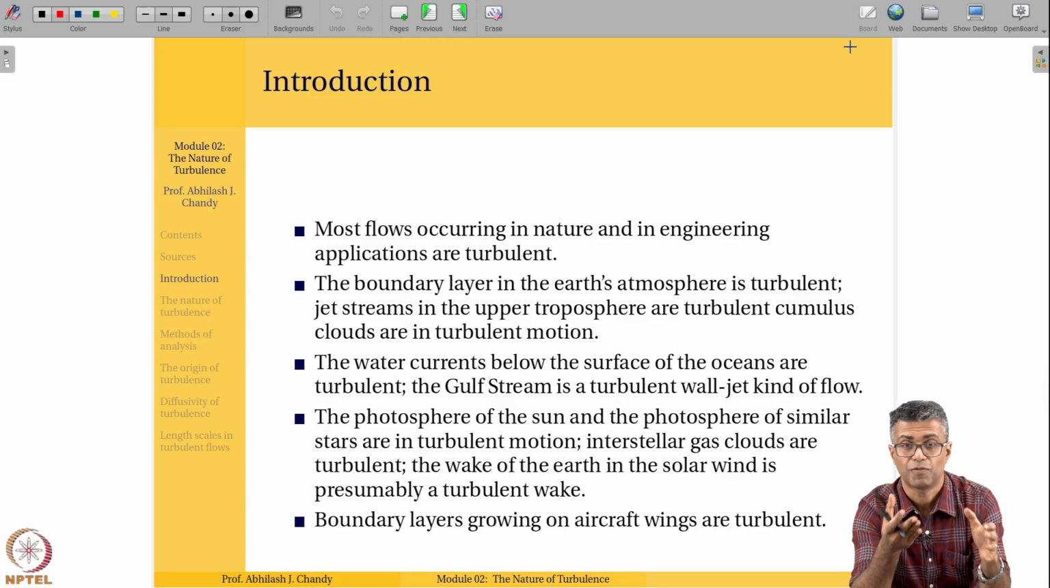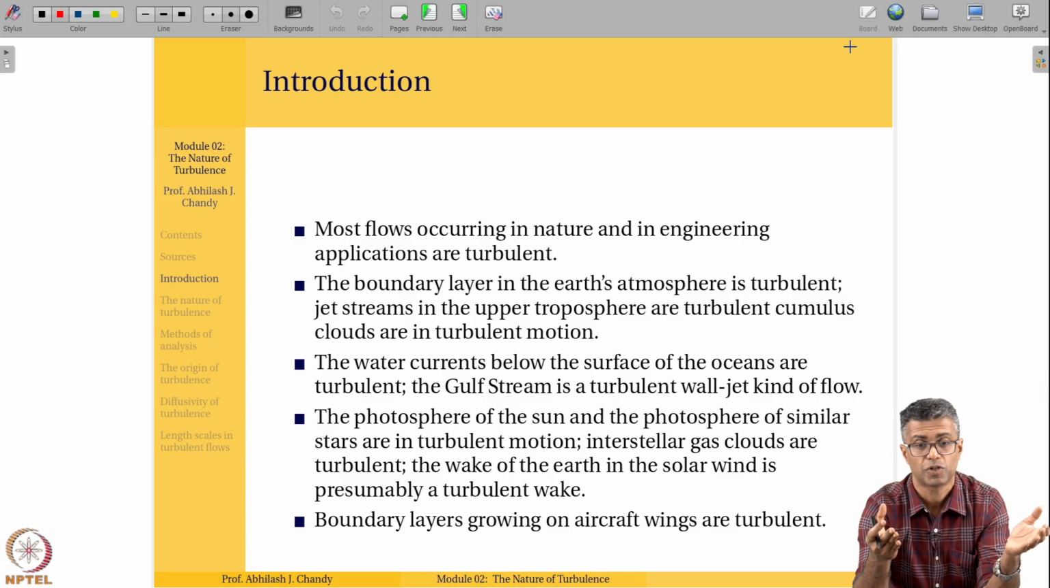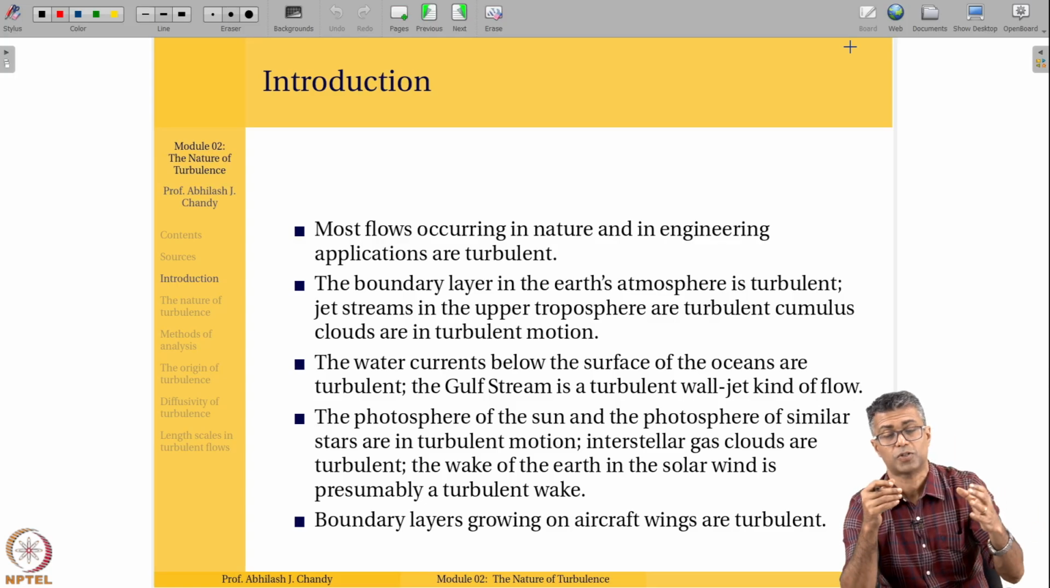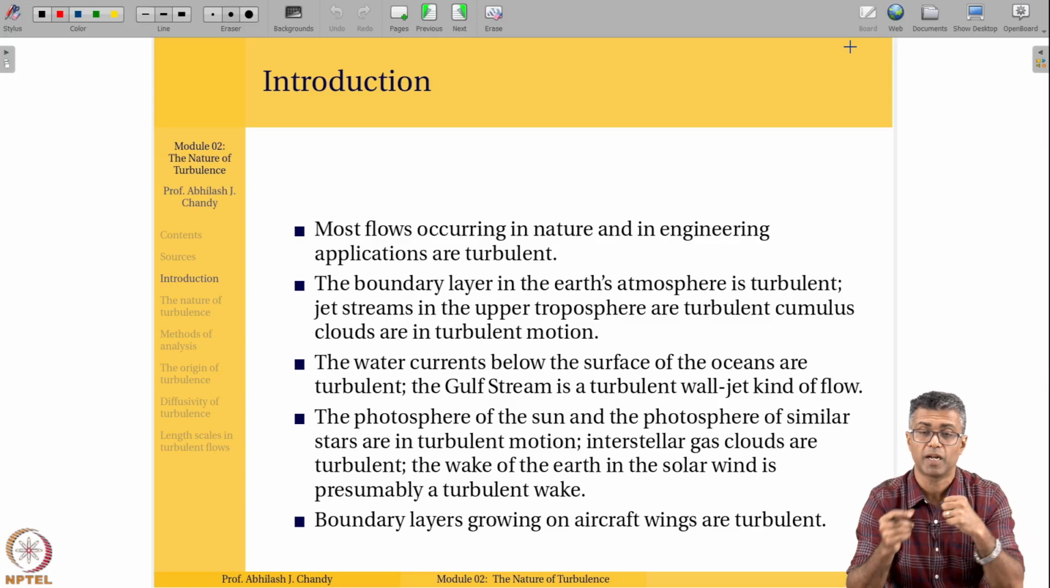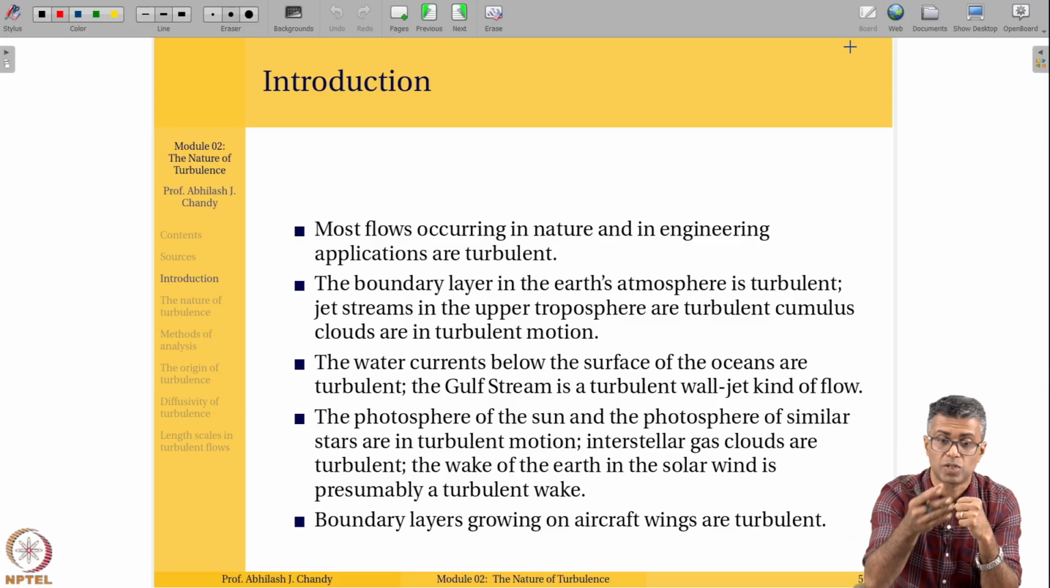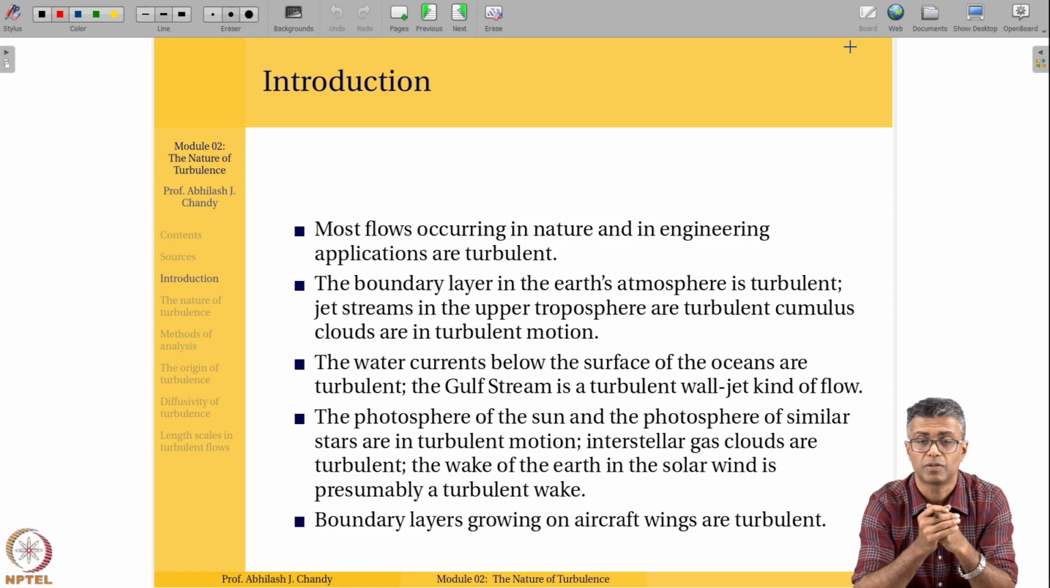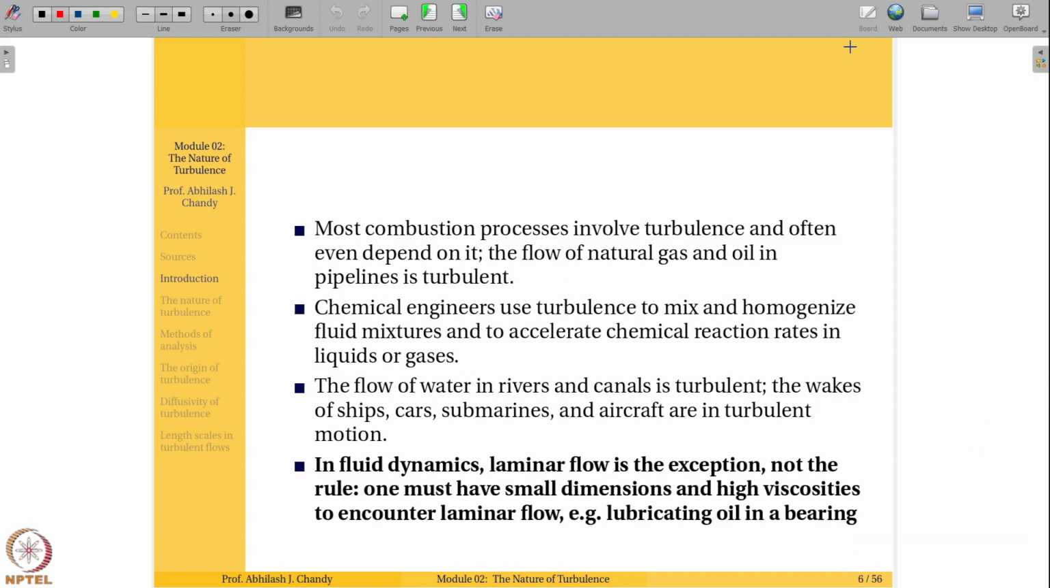An example that we have seen an illustration of in the previous module, boundary layers growing on aircraft wings are turbulent. One of the first slides in the previous module had to do with the tip vortex behind a wing. And we saw that. So these are boundary layers growing on aircraft wings. These are turbulent flows.